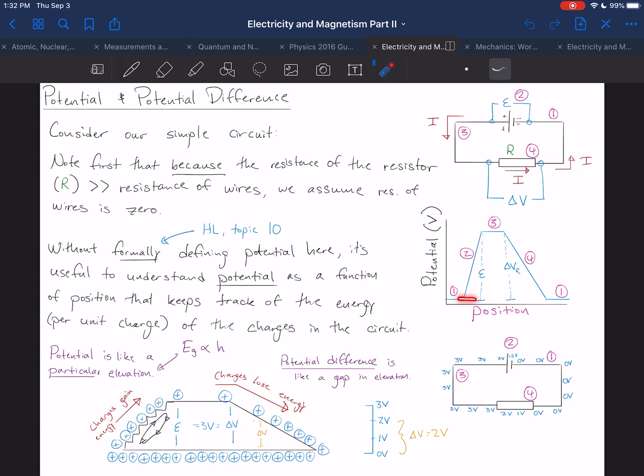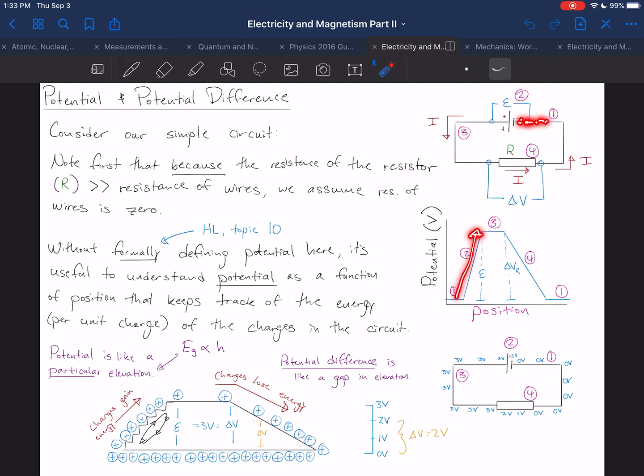If the charges are given this much energy, the EMF worth of energy, then they will lose exactly that same amount of energy at the resistor. And we can plot this by considering the potential itself at every point around the circuit. If I start out right here at position 1, I'm at the same potential. And then in the battery, I climb in potential.